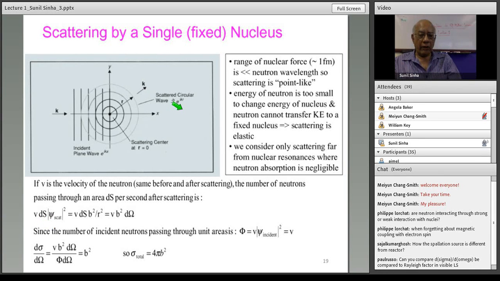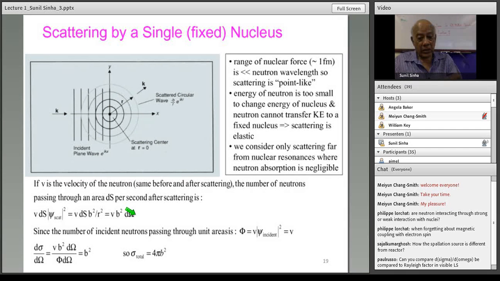And since the wave function is given by this form, and e to the ikr modulus squared just gives you 1, we get simply v times dS b squared over r squared here. And remember that dS over r squared is just the solid angle subtended at the sample, d omega. And so dS over r squared is just d omega, and this just becomes v b squared d omega.